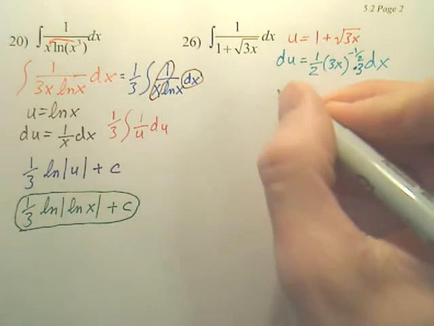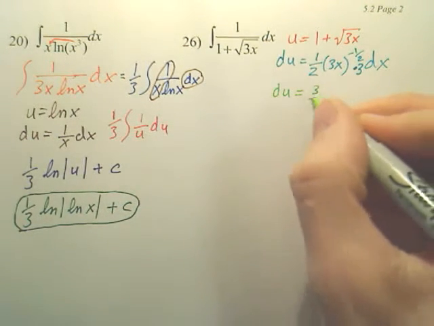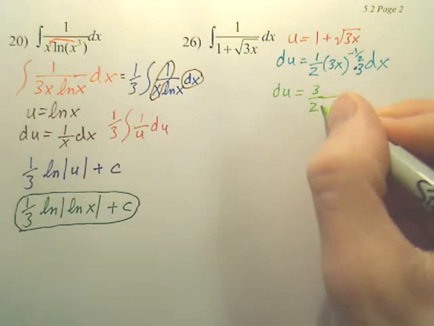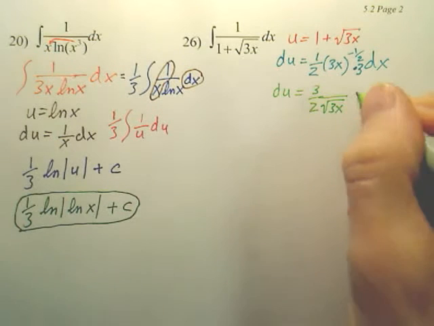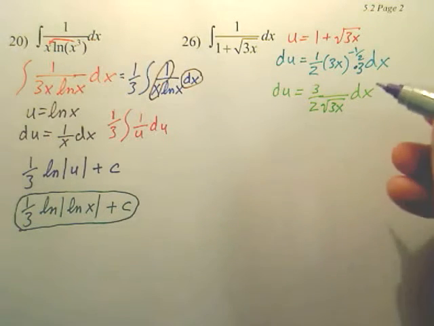You end up with du equals 3 over 2, and there'll be a square root of 3x down here. Are we okay with that? And that is pretty worthless at first glance. At first glance, it rather seems worthless, but watch this jimmy rig.